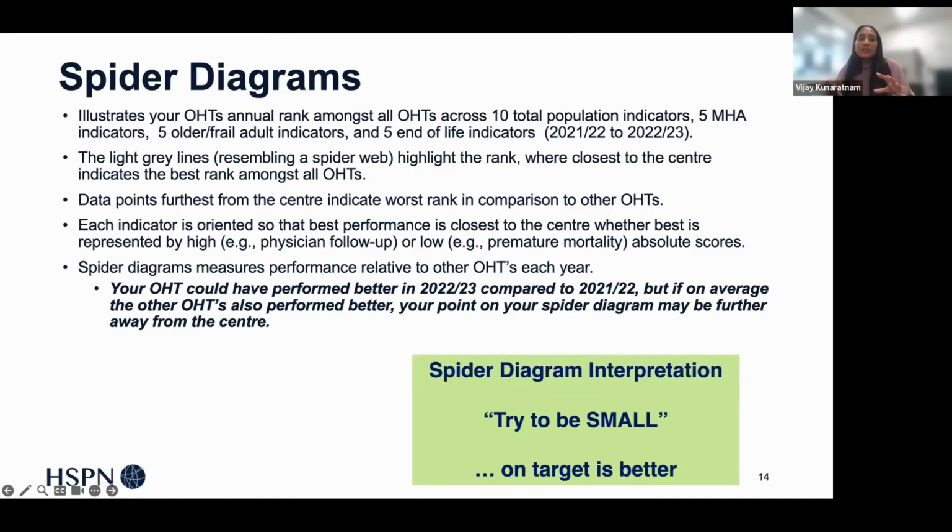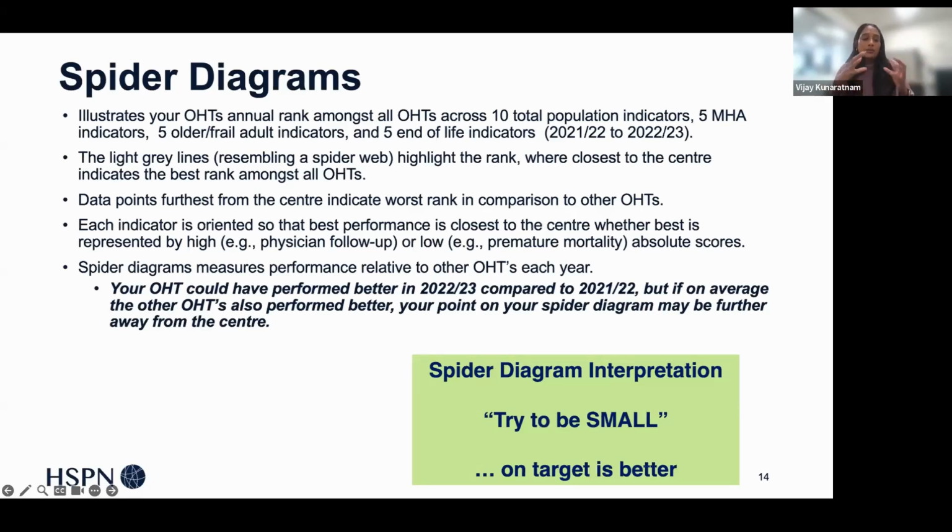But if on average, all of the other OHTs also performed better in that specific indicator, your point on your spider diagram could actually be further away from the center. And it looks like you've done a little bit worse in the next year when that's just the relative score, whereas your absolute score could have been higher.